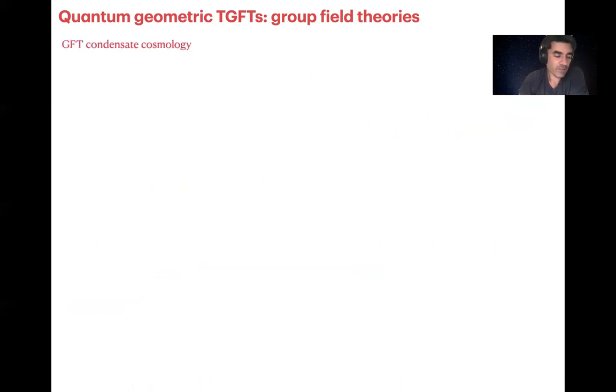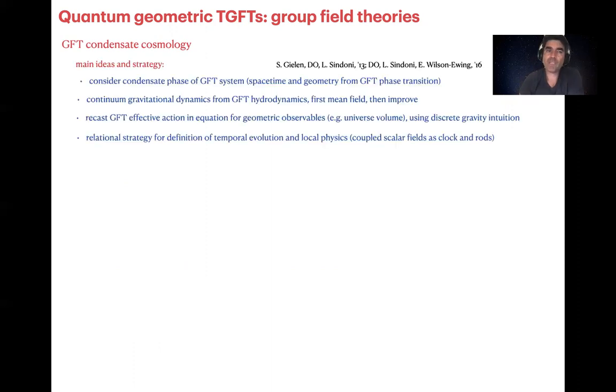I want to spend the last 2 minutes discussing one avenue towards the extraction of effective continuum physics in this framework, taking advantage of the quantum geometric data and the richer discrete geometric interpretation of group field theories. This is the so-called group field theory condensate cosmology. The main ideas at the root of this line of research are the following.